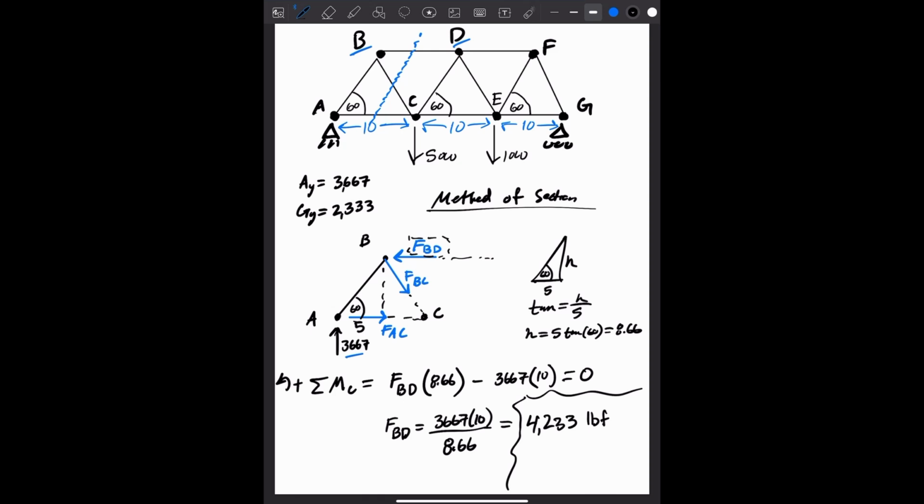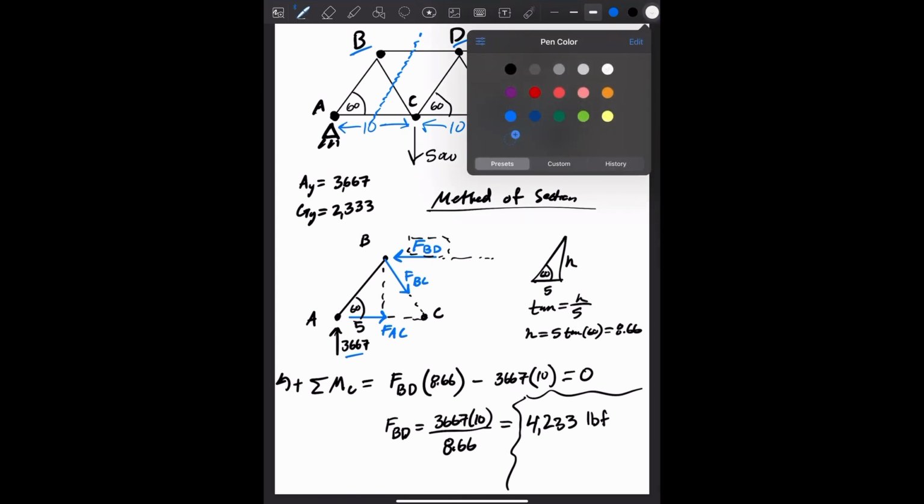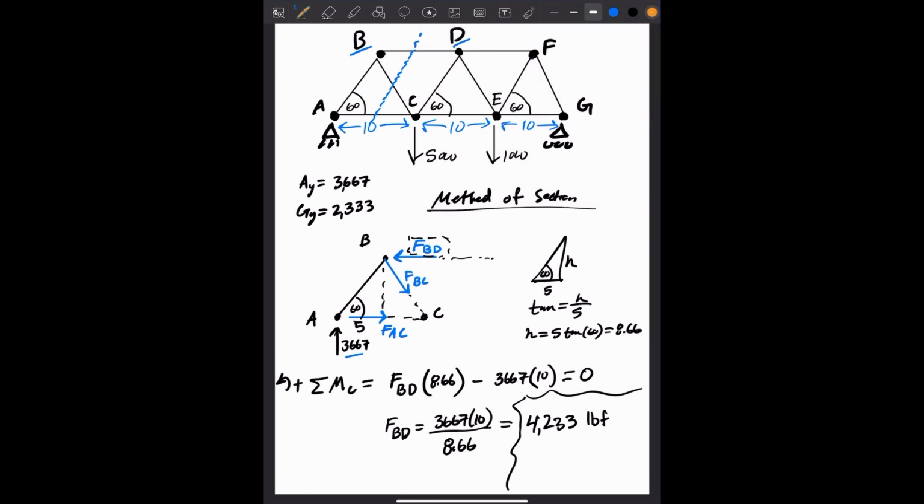So now the last thing to do is to tell if this is in compression or tension. When you are doing the method of sections, I think this is just something good to memorize. If the force, and I'm looking right here for all of you, if the force is pointed towards the joint, then it's in compression. If the force is pointing away, then it's in tension. So in this case, the member is in compression.